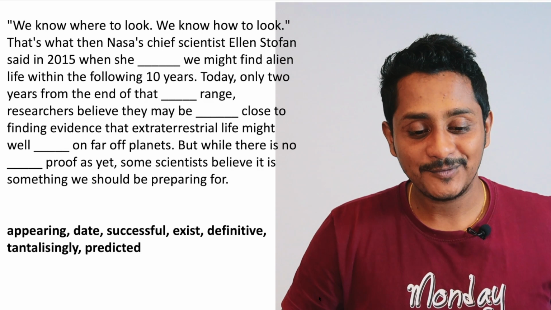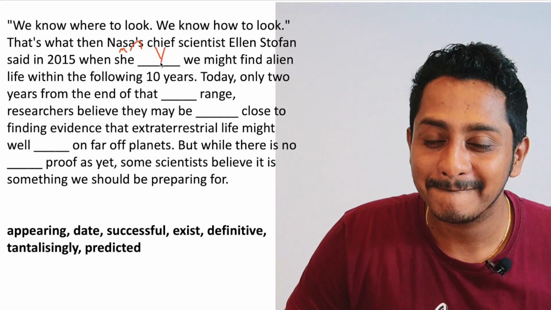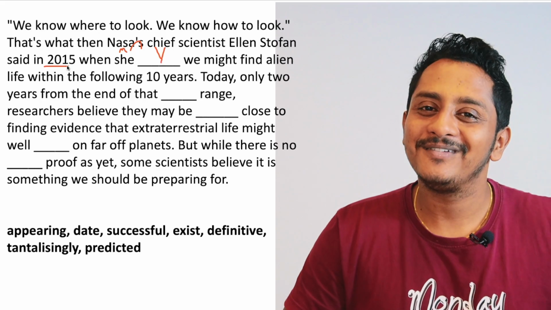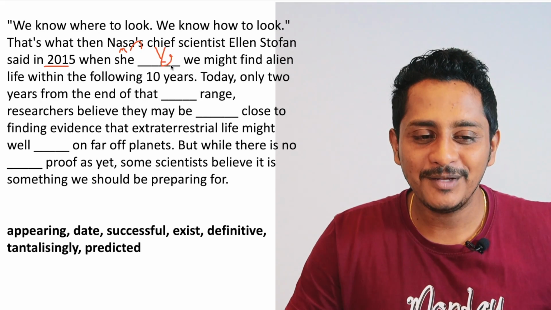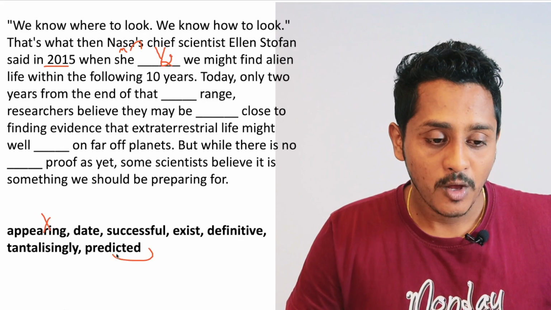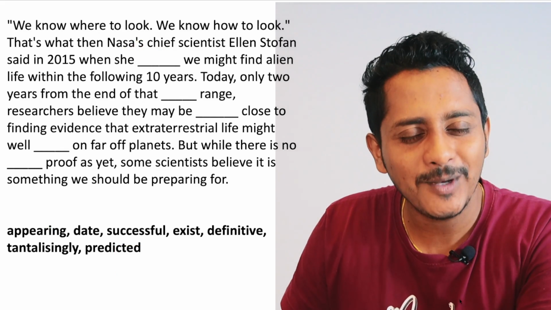Alright, I really hope you have solved it using the techniques. After she, noun, verb has to come. Now this verb is in the present tense or the past tense? Past tense. Verb 2, how many verb 2s are there? Appearing is not, it's verb ing. Only one verb 2, that's the first one. Easy peasy, it will be like this in the exam.